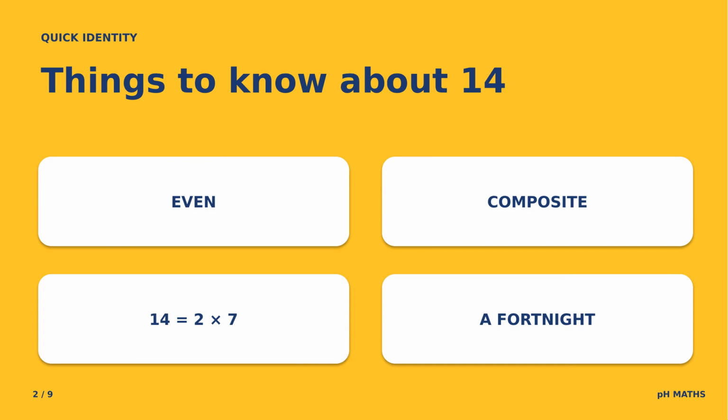Quick identity check. 14 is even. 14 is composite. Specifically, 14 equals 2 times 7. So 14 is the smallest even multiple of 7. And 14 is a fortnight. 14 nights, 14 days. The word fortnight actually comes from the Old English for 14 nights. Comes up in time and money problems in the calculator paper.